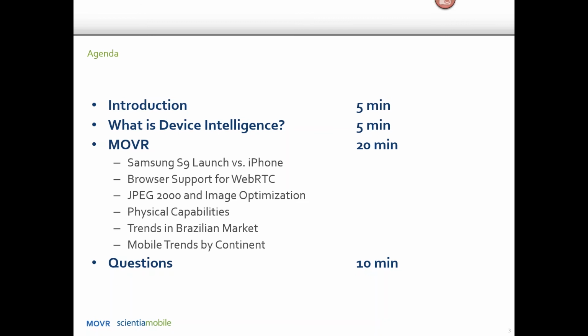Then we'll get into the physical capabilities. We at Sentia Mobile have built several new what we call device capabilities into our database, our API, and we can tell you what the thickness, the bezel size, and a couple of other attributes of a device are, and we'll do some overview of what's out there in the market.